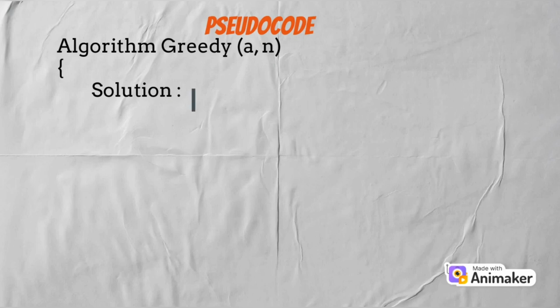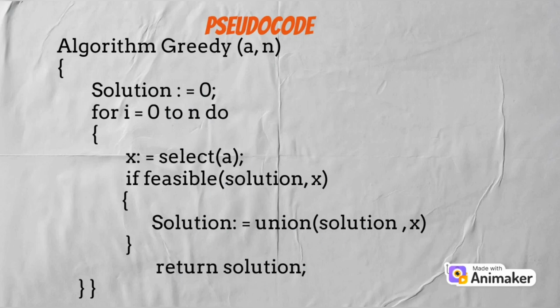So here comes the pseudocode of the greedy algorithm. Initially, the solution is assigned with zero value. We pass the array of n elements to the greedy algorithm. Inside the for loop, we select the elements one by one and it checks whether the solution is feasible or not. If the solution is feasible, we perform the union.